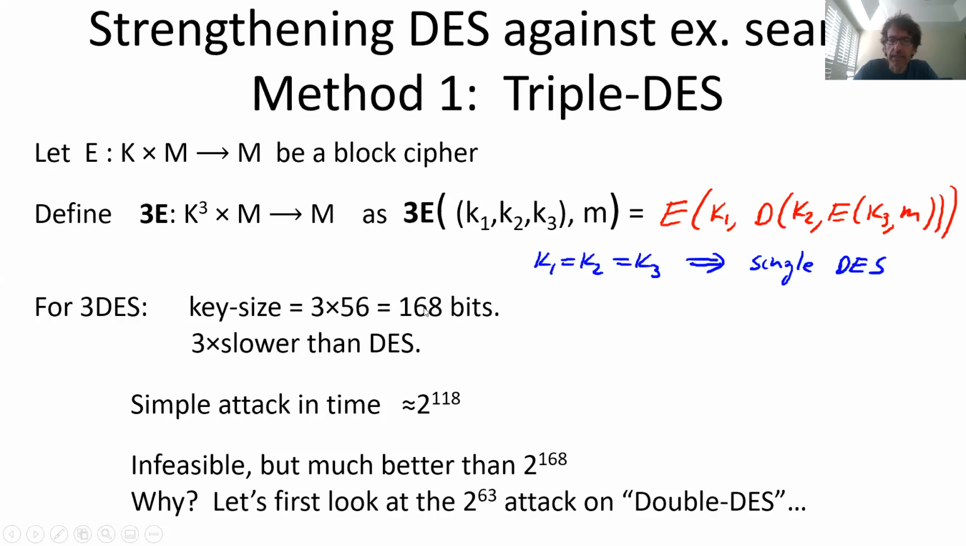And the fact that you have three keys, does it really mean that the best brute force search has to search through 168 bits? In other words, that the best attack is 2 to the 168? No, the best attack is much faster than that. It's 2 to the 118. So let's look at why. And the basic thing to look at is, first of all, why not 2 DES. Why 2 DES, really, double DES, doesn't really increase the security of DES.